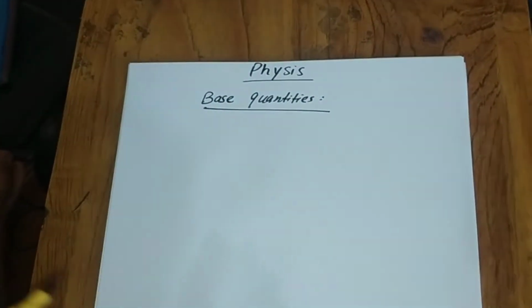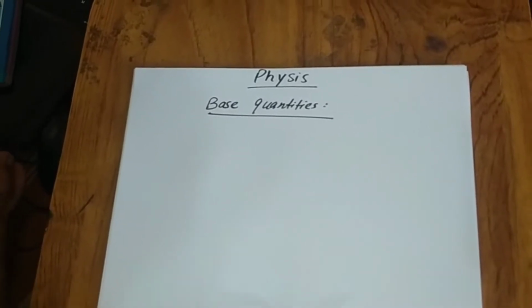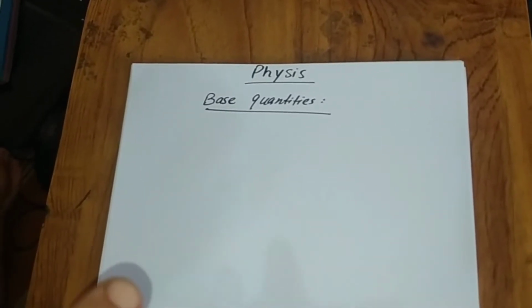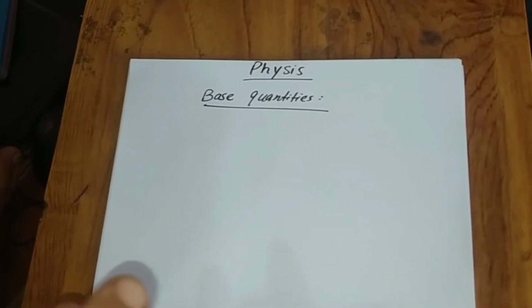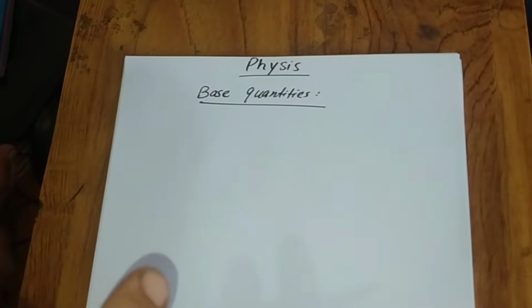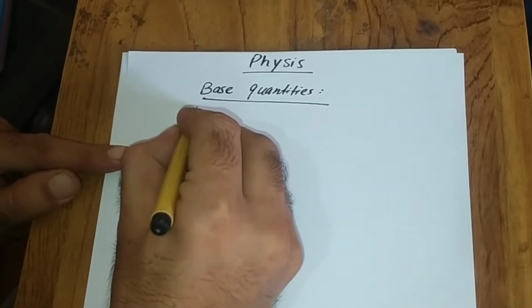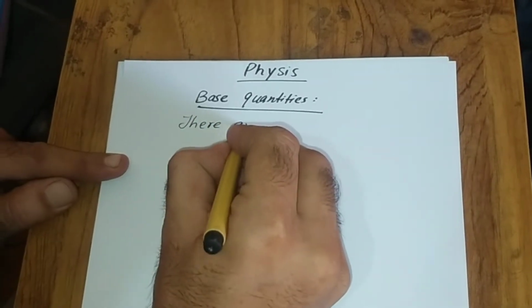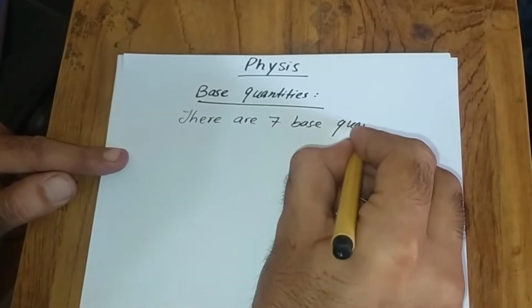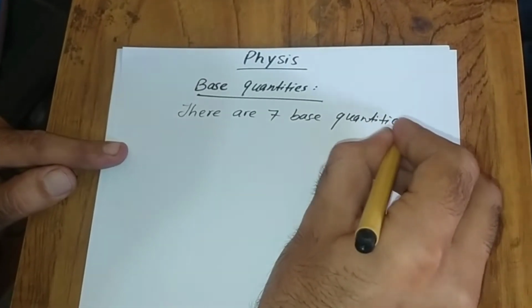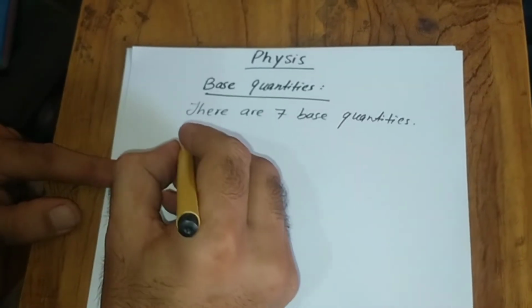Before going into detail, let me give you a brief description about base quantities. Base quantities are those quantities which are the building blocks of whole physics. These are also called fundamental quantities. So how many base quantities are there? There are 7 base quantities. You must know 7 base quantities, or base fundamental quantities, you can also say.